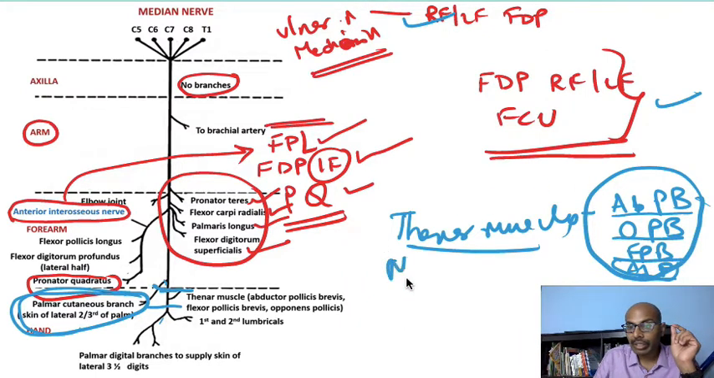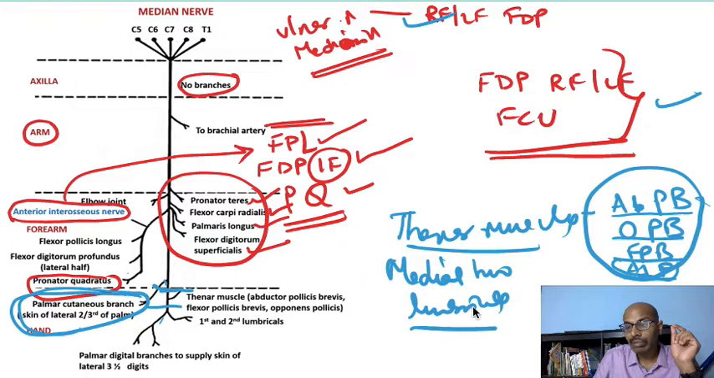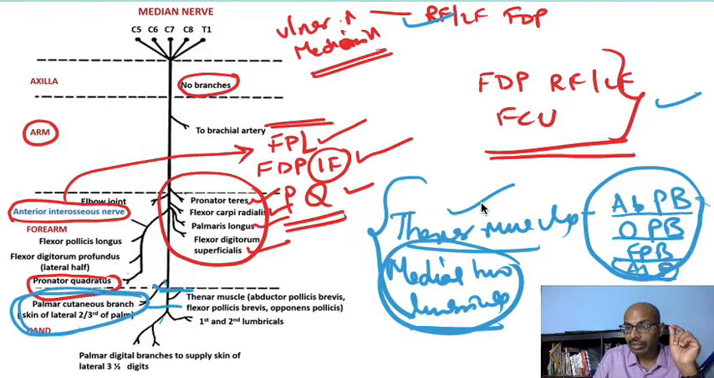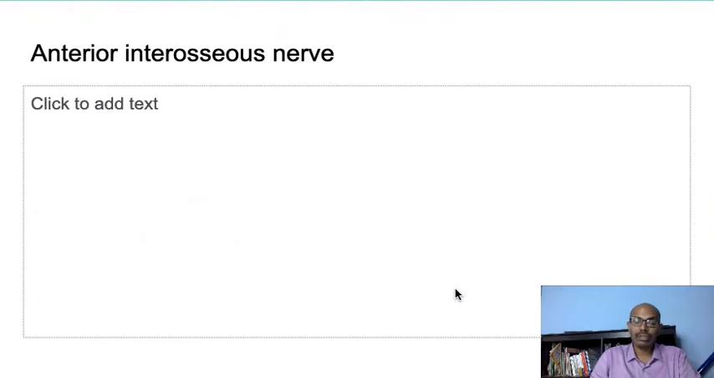The medial two lumbricals are also supplied by the median nerve. So what are the intrinsic muscles of the hand that are supplied by the median nerve? It is all thenar muscles except the adductor pollicis and the medial two lumbricals. So let us go into detail into each of these syndromes that can happen with the median nerve problems.